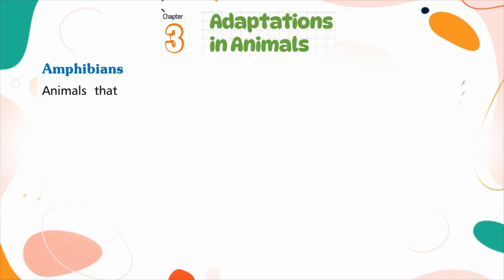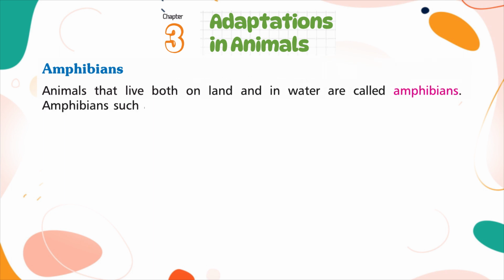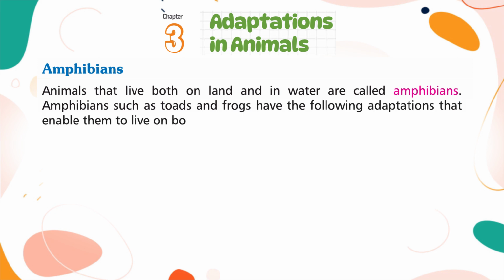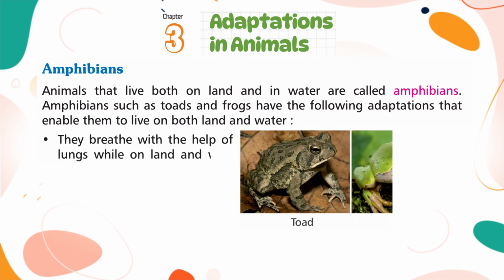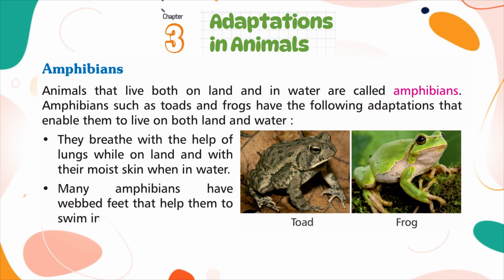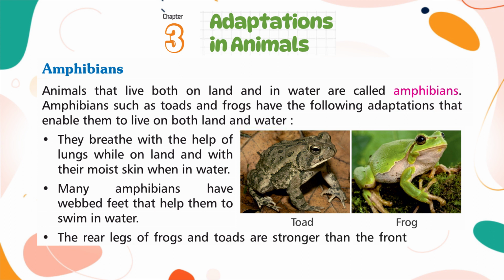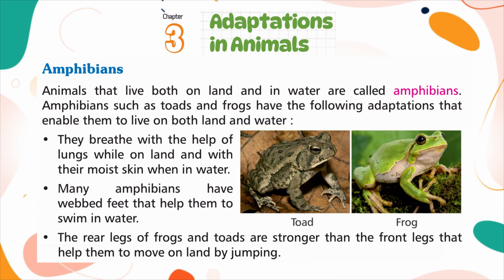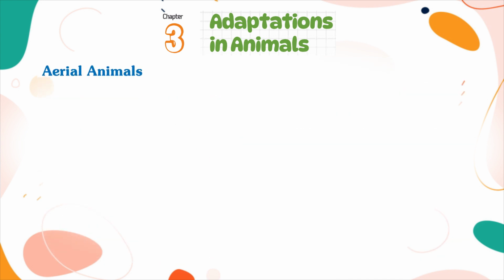Amphibians. Animals that live both on land and in water are called amphibians. Amphibians such as toads and frogs have the following adaptations that enable them to live on both land and water. They breathe with the help of lungs while on land and with their moist skin when in water. Many amphibians have webbed feet that help them to swim in water. The rear legs of frogs and toads are stronger than the front legs that help them to move on land by jumping. Toad, frog.